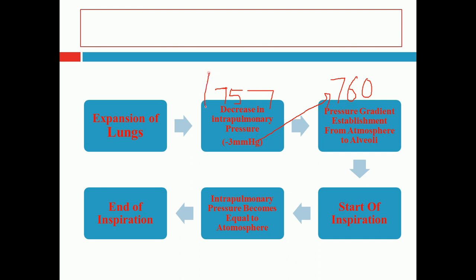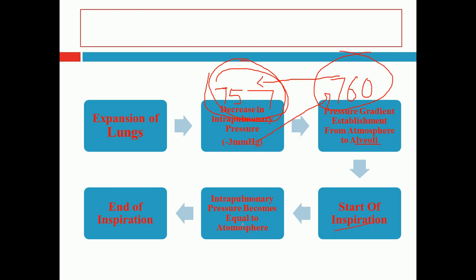Then there is a difference of -3 millimeter of mercury. So this actually creates a pressure gradient from the atmosphere, which is 760 millimeter of mercury, to the alveoli, which is 757. So start of inspiration. Now the air will move from outside into the alveoli. This is outside atmosphere, this is inside, that is lung, alveoli.